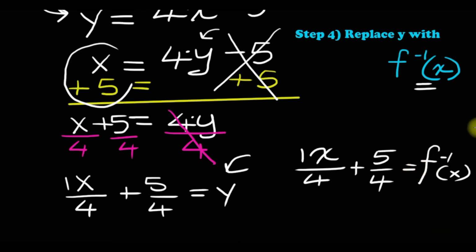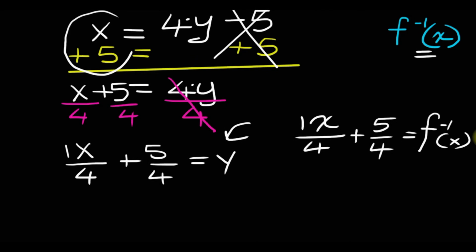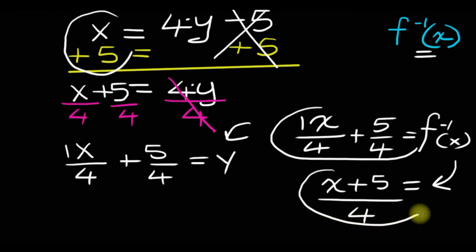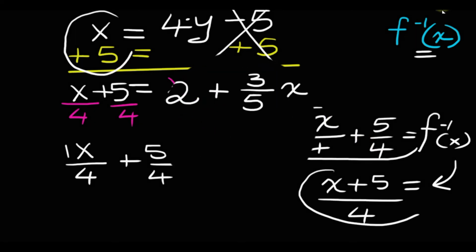Or you can rewrite this into one fraction because they have the same denominator. So x plus 5 is your numerator and 4 is your denominator. It's the same thing, so you can keep it like this, or you can make it like that. That's how you find the inverse of a given function.